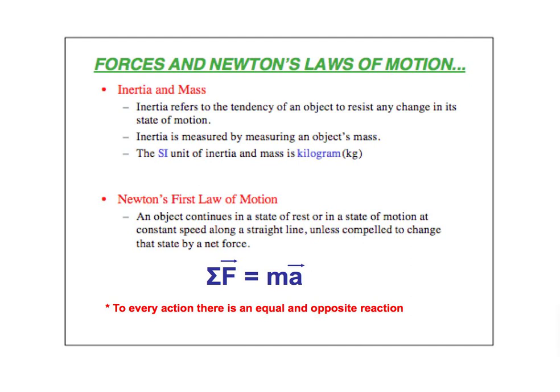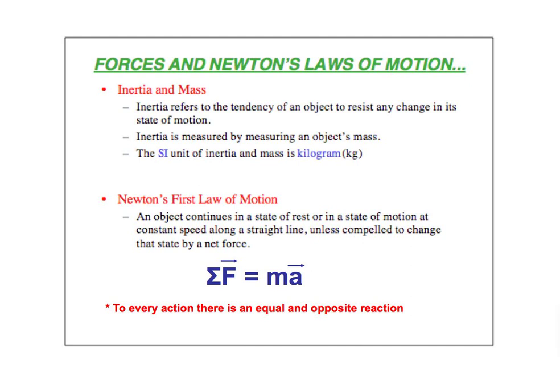In this video, we're going to review Chapter 4, Newton's Laws. We'll begin by just restating Newton's Laws and also defining what inertia is. Inertia refers to the tendency of an object to resist any change in its state of motion. And it's usually measured in units called kilograms and also referred to as the object's mass.